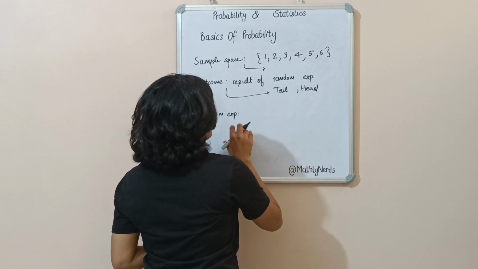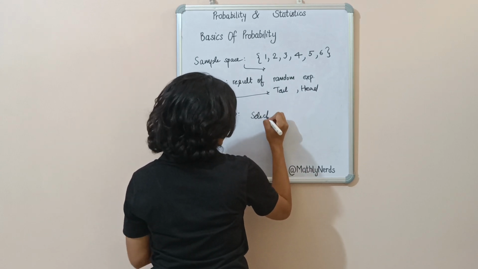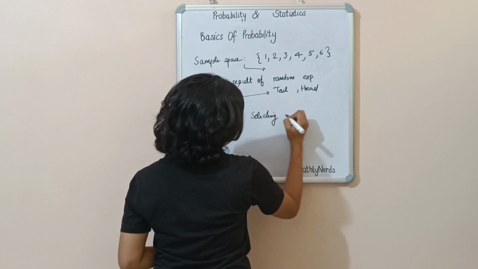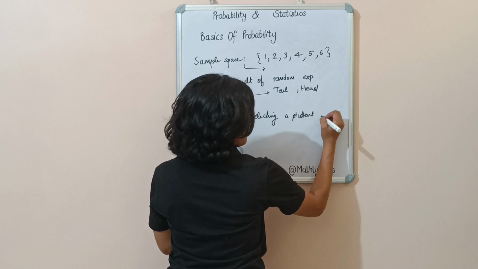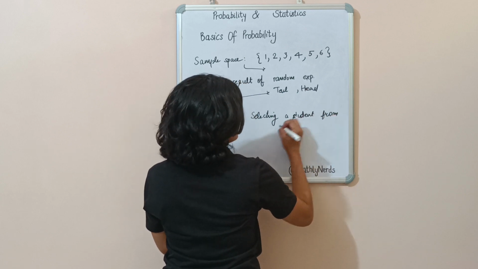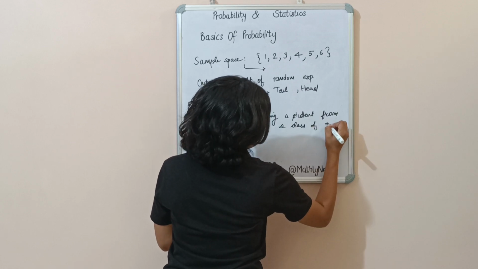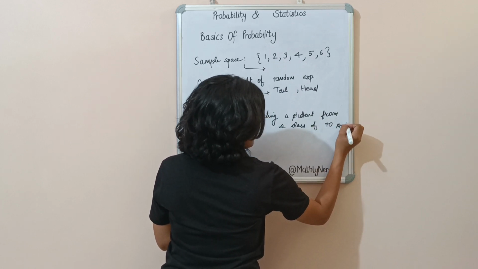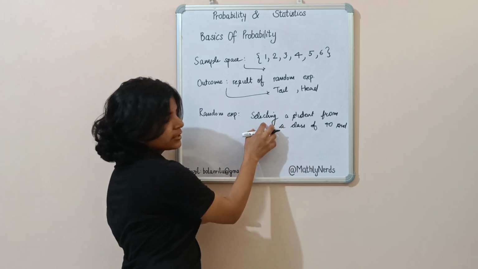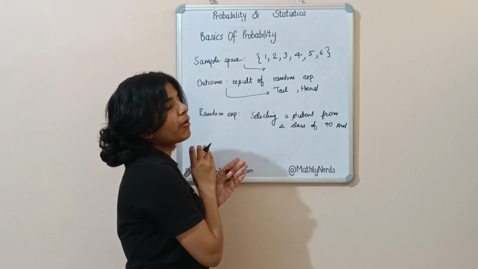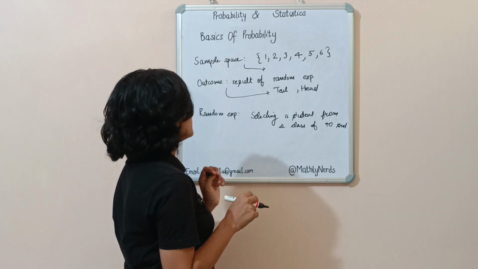An example of a random experiment is selecting a student from a class of 40 students. Every time the teacher will not select a single student. It is from any students of that 40 students.